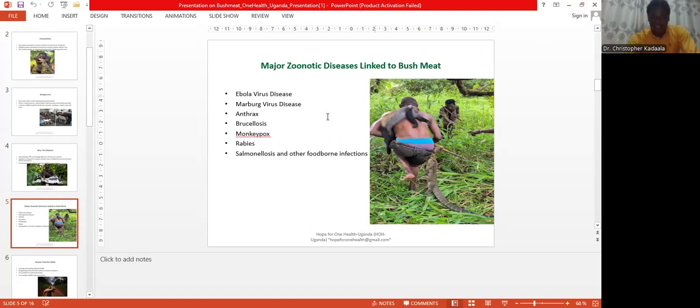And if we try to do research on brucellosis, you may find that 90% of smallholder farmers have brucellosis. Rabies is also a pandemic in Uganda because we have so many animal bites and also interaction with wildlife. For example, foxes have increased the spread of rabies in Ugandan communities.